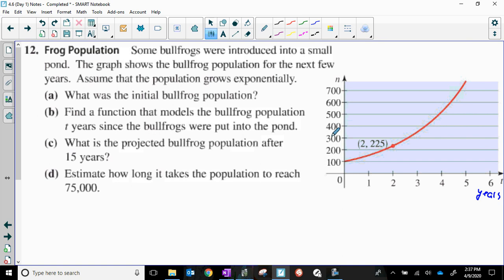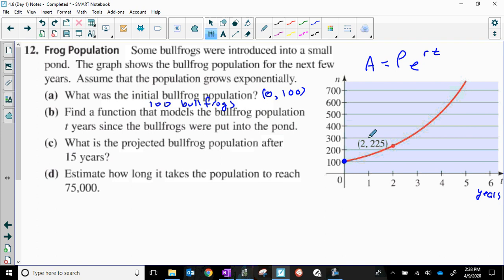So first thing they ask, what's the initial population of the bullfrogs? Well, right there, it looks like 0, 100. So 100 bullfrogs, what we're starting with. This is find a function that models the bullfrog population T years since the bullfrogs were put in a pond. They're not giving me any double time, so I'm not going to use a base of 2. I'm going to go with A equals P e^(rt) as my basic formula. This is a more powerful formula than anything.